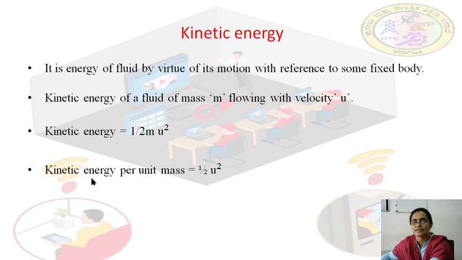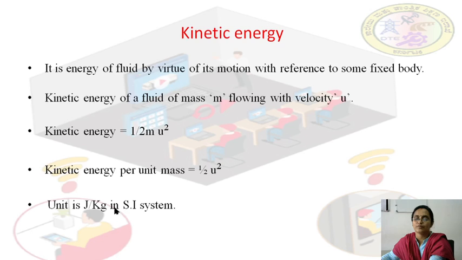Now we will see kinetic energy per unit mass. We are going to divide the kinetic energy by m, then m gets cancelled. It is half u squared. Kinetic energy per unit mass is half u squared. Its unit is joule per kilogram in SI system. So kinetic energy is the energy of fluid by virtue of its motion.